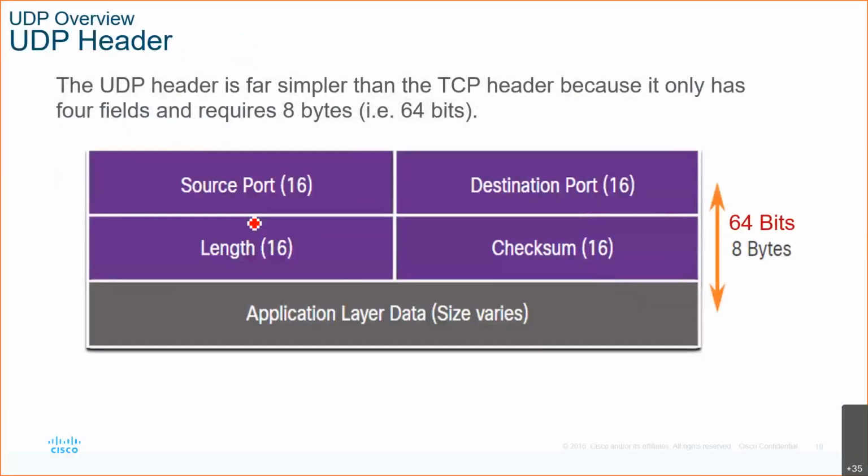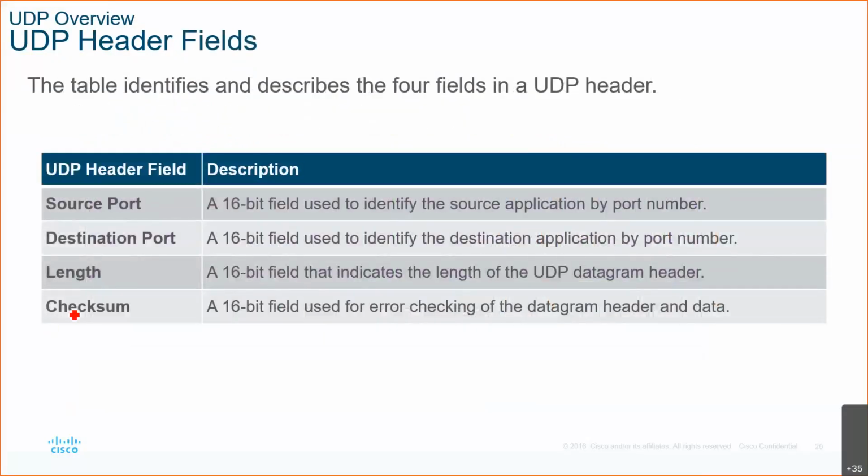Now look at the UDP header. Only 64 bits, only 8 bytes. All it needs is source port, destination port, length, and checksum. That checksum is not for acknowledgement. It is a 16-bit field used for error checking of the datagram header. That's it. Not for acknowledgement. So you get an idea that UDP is actually for speed, not for reliability.